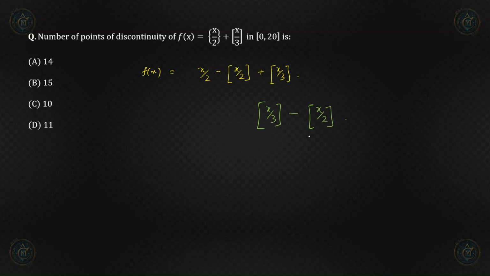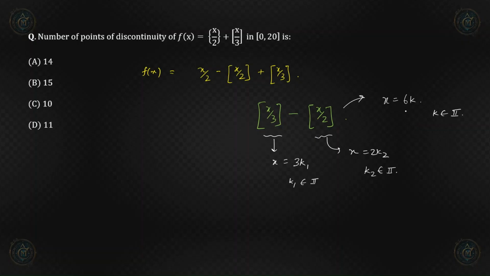As we know, the greatest integer function is discontinuous at every integer. So we must take for this function x equal to 3k1, an integer multiple of 3, where k1 belongs to the set of integers, and for this function we have x equal to 2k2, where k2 belongs to the set of integers. So these are the points of discontinuity of these two functions. Okay, but we can observe a thing here: if we take the difference of these two functions, the discontinuity will be removed at the points x equal to 6k, where k is any integer.